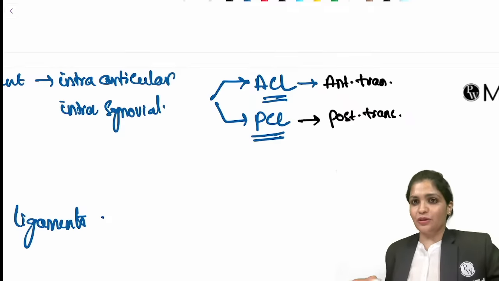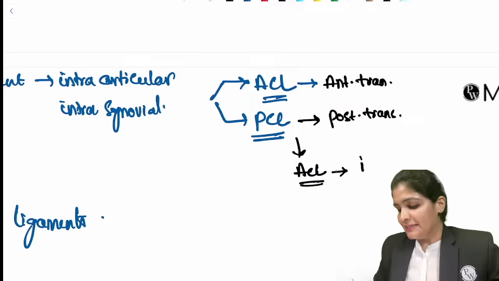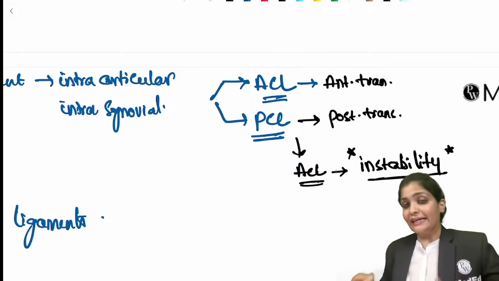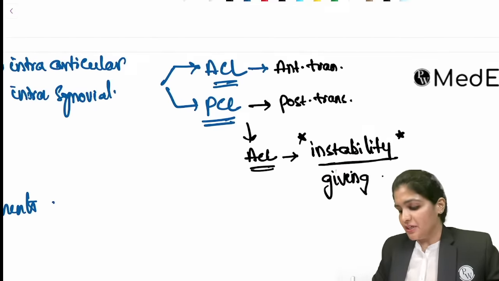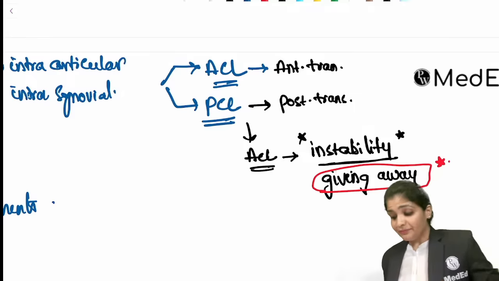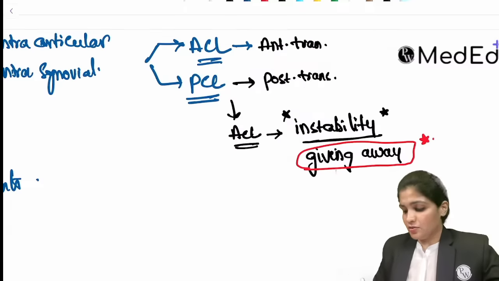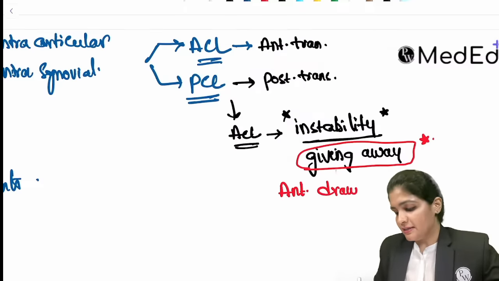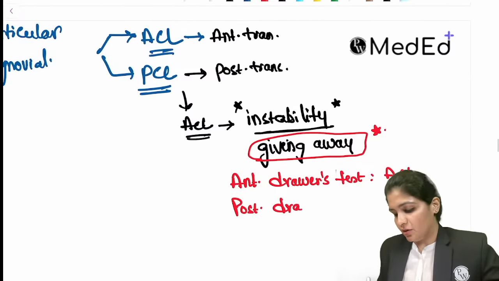Now there are various tests to confirm the tear. Whenever there is a tear or rupture of the ACL, this will result in instability of the knee joint, right? There will be anterior translation of the knee joint, which is called giving way. Typically the patient presents with a history of giving way, and that is the indication of instability. Then you will perform a particular test. What is that test called? It is called the anterior drawer test, right? It tests your ACL, that is anterior cruciate ligament. Then for PCL, it is the posterior drawer test.